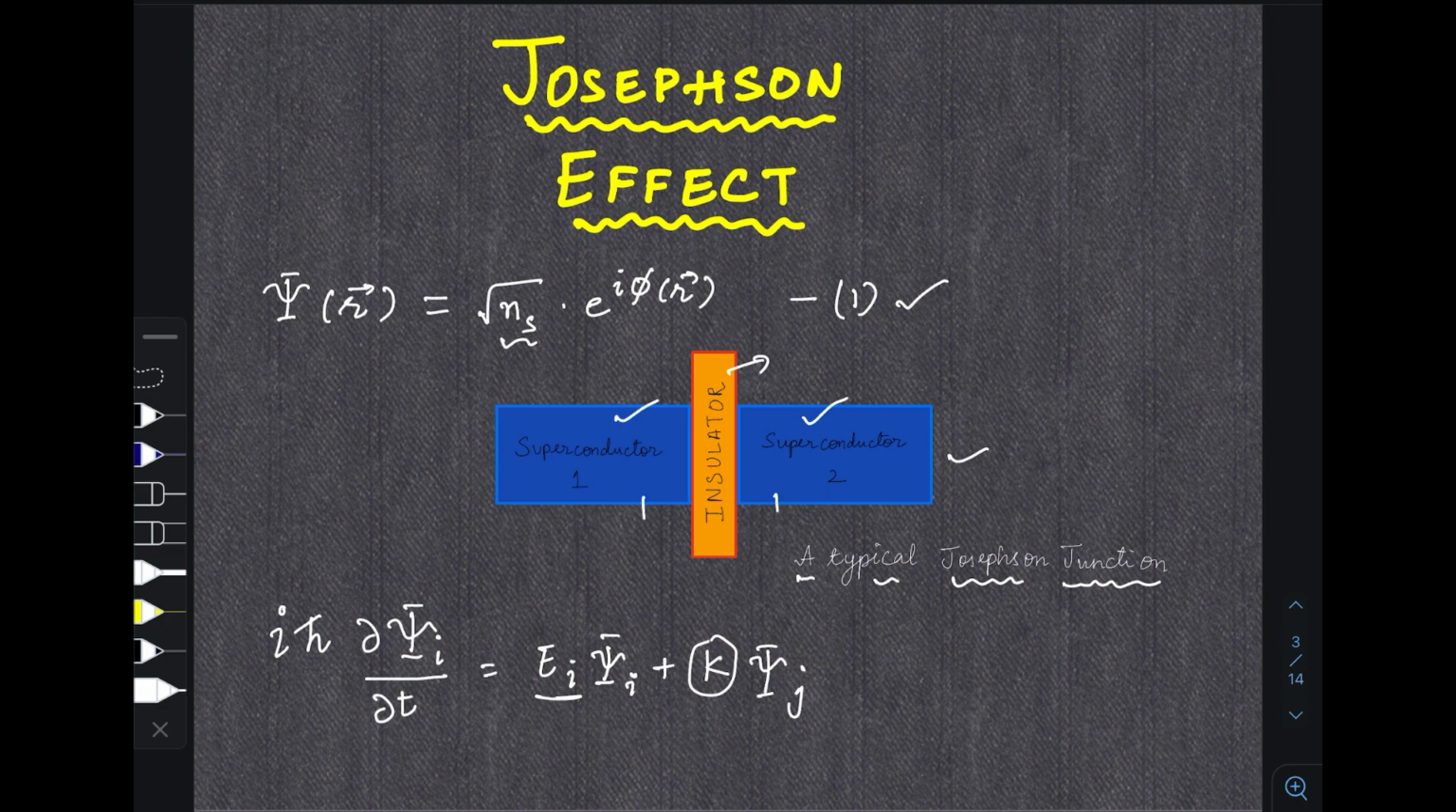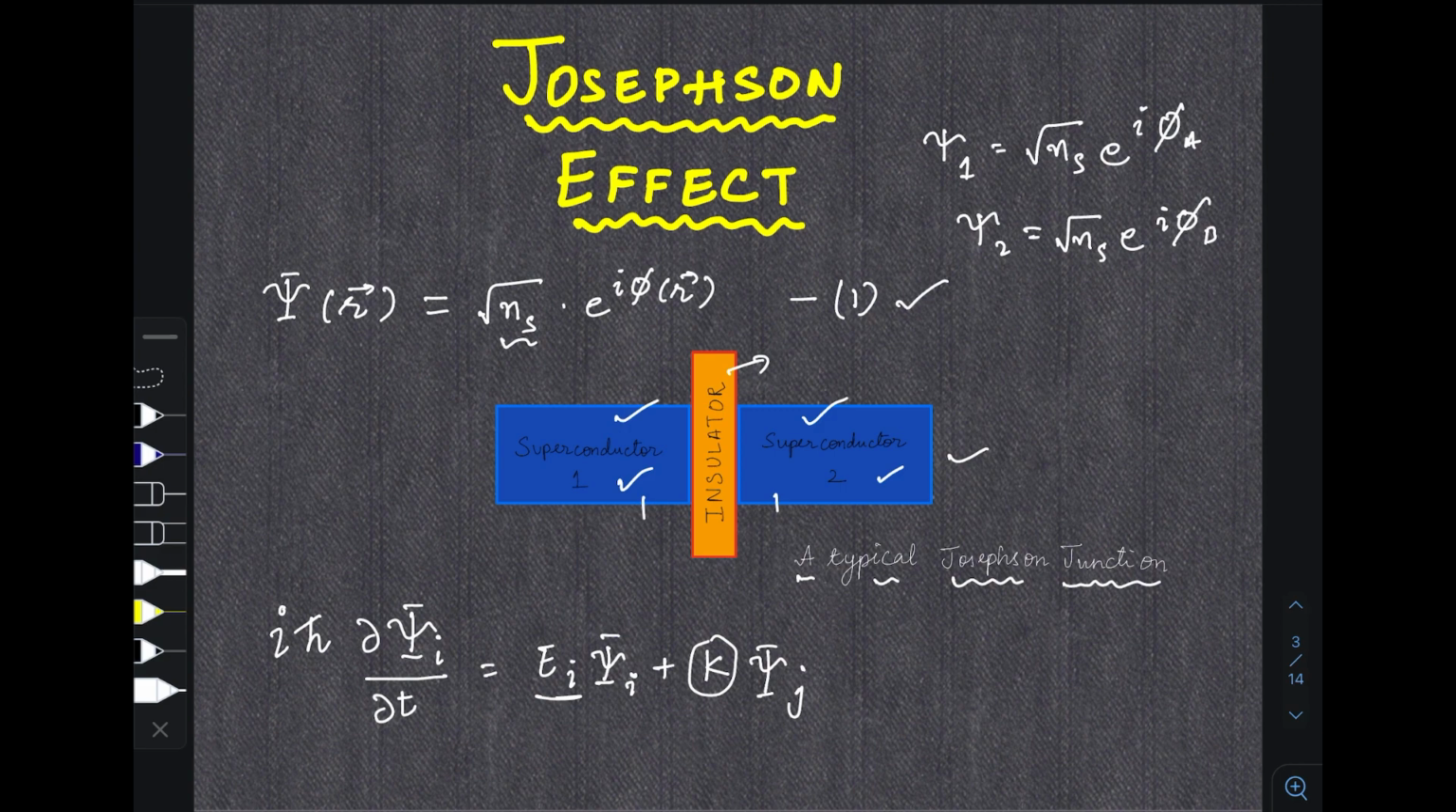So the idea is that in a Josephson junction, the phase of superconductor 1 is different from the phase of superconductor 2. So we will have two equations: psi 1 is equal to root ns e to the power i phi a, and we'll also have psi 2 is equal to root ns e to the power i phi b. Okay, so these will be the two different wave equations of the Cooper pairs in the superconducting material.